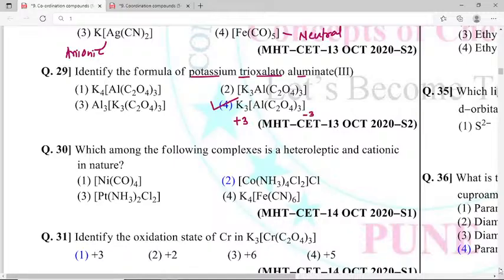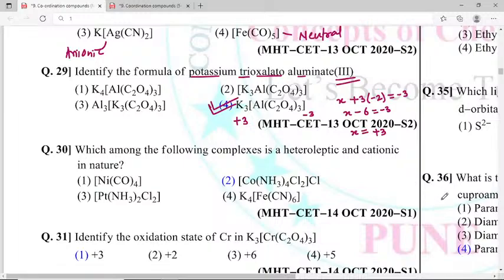So what type of calculation is there? Aluminum having the value X plus 3 times oxalate. Each oxalate has the -2. So it is equal to -3. So X minus 6 equals -3, so X is equal to +3. So +3 is the oxidation state. So option number 4 is correct. Okay, get it?